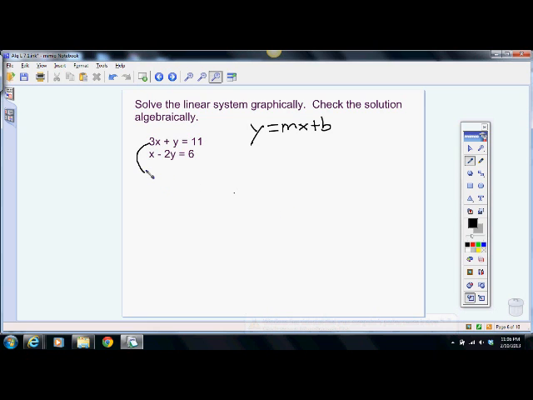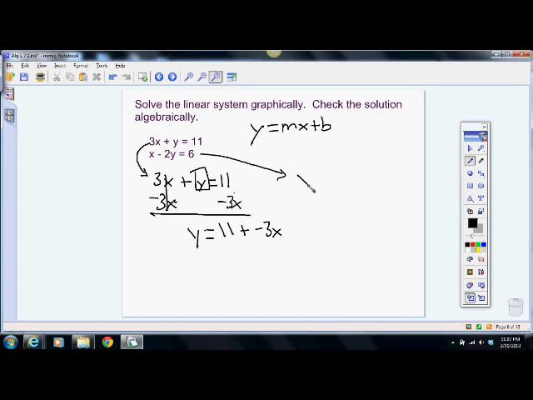So if we were to write this first equation here in slope-intercept form, we're going to just solve for y. I'm solving for y, so I have to get rid of the 3x. So I'm going to subtract 3x from each side. These cancel. I'm left with y equals 11 plus a negative 3x. Okay, and I'll do the same for our second equation here.